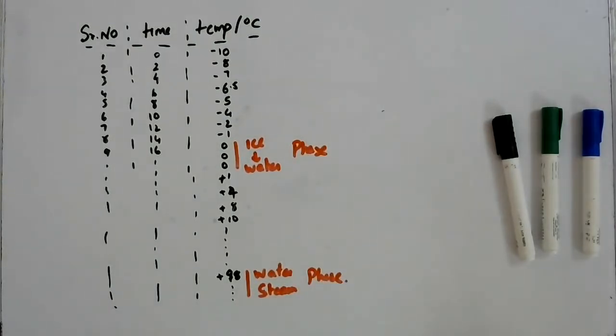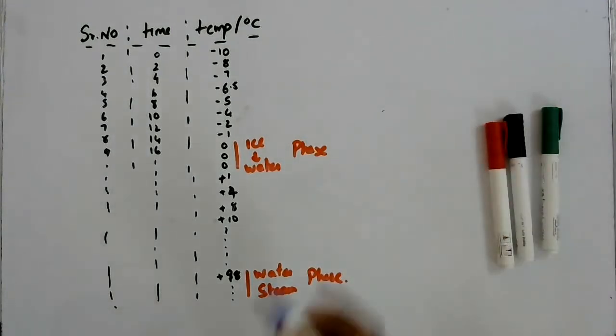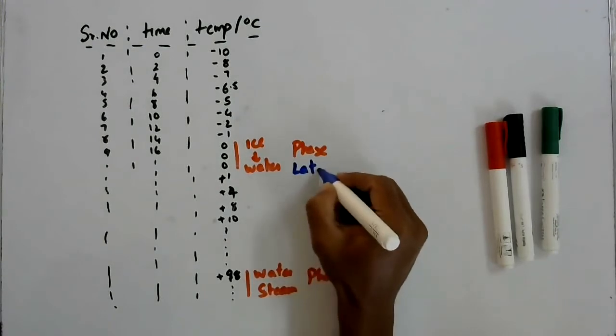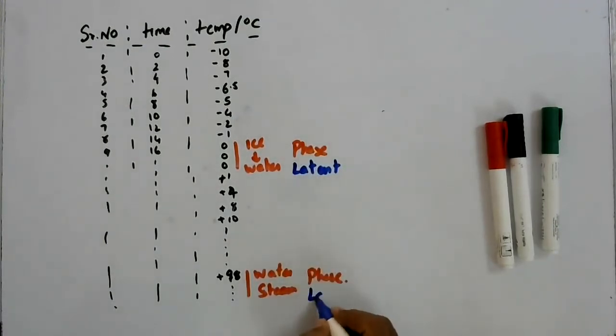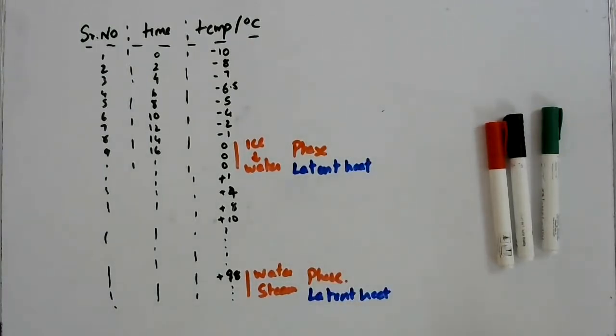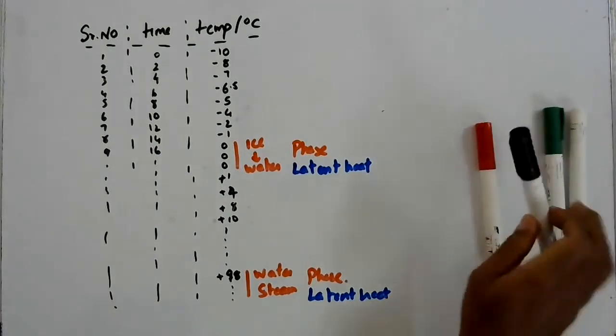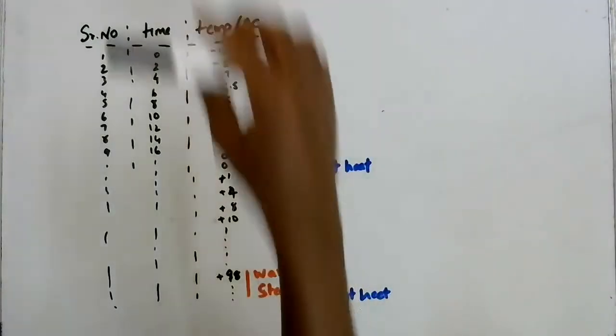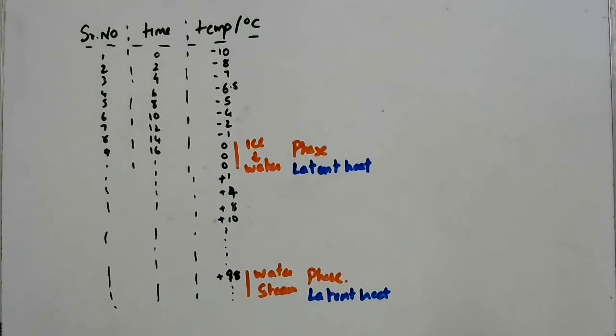Okay, and what we have seen is that it is during this phase change that the latent heat is being absorbed. So these are the two phases where latent heat is being absorbed. Now we come to the next important concept in this, which is called the heating curve or the cooling curve. Remember, you can also perform this experiment backwards.